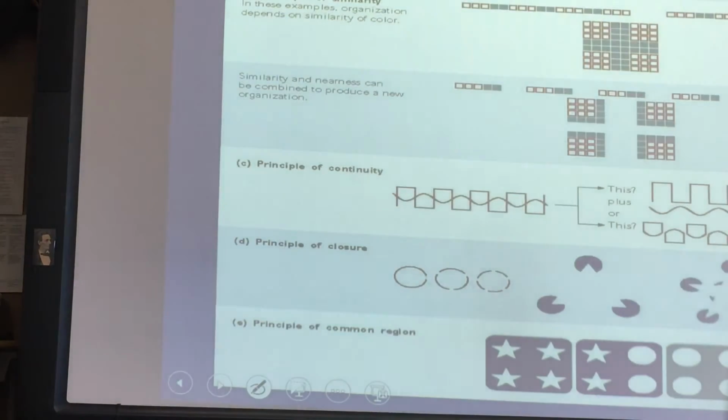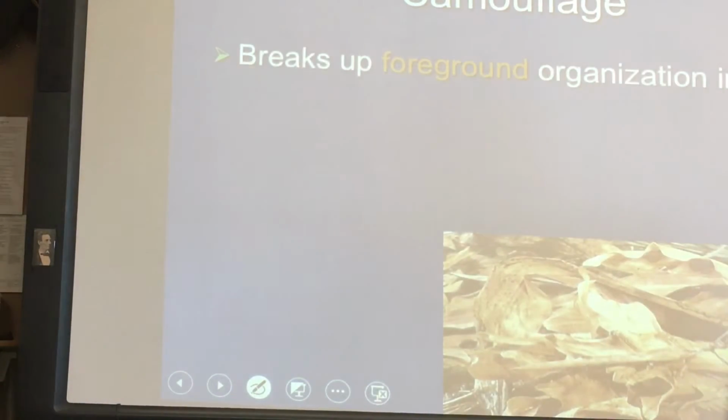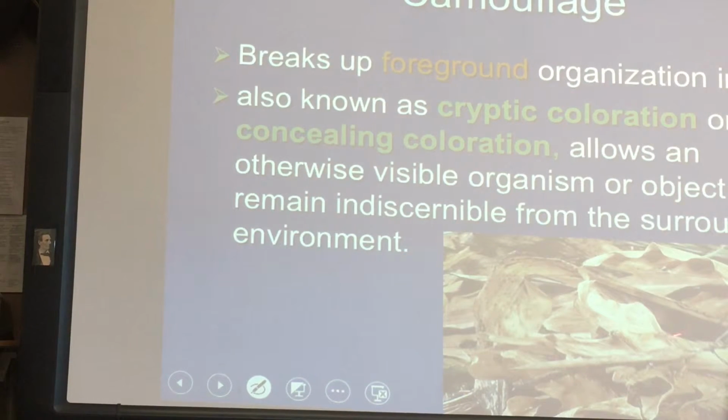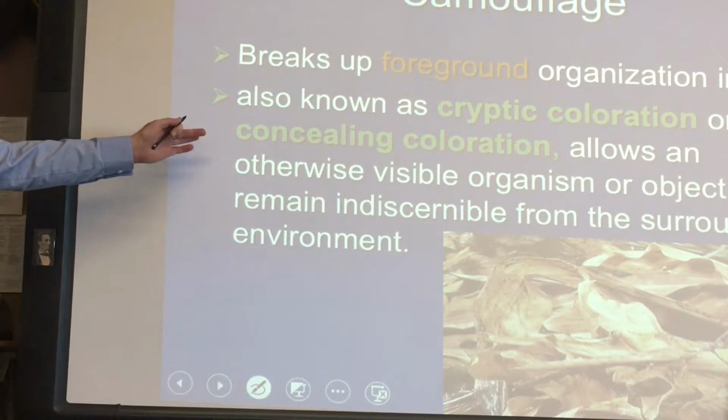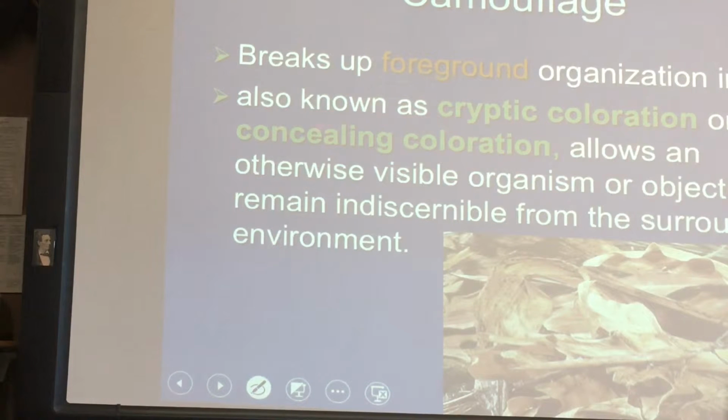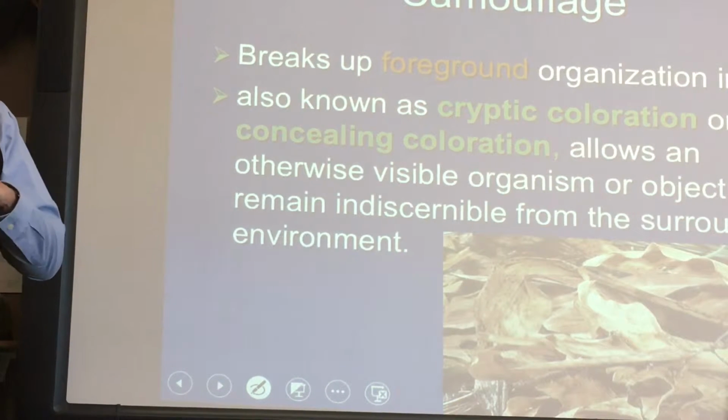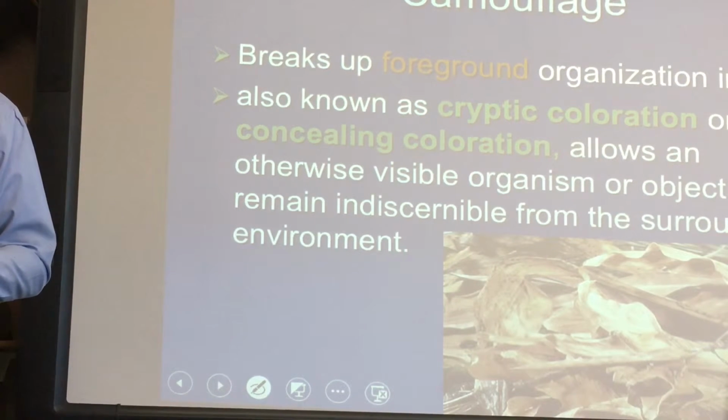Any questions on that stuff? Okay. Moving on. Camouflage breaks up foreground and background. Can you see the image that's in there that's being hidden? A stick bug? There's a bug? No, you're right. It's the bug. There's the bug. Camouflage, we call it cryptic coloration or concealing coloration. It breaks up foreground and background, so it's a kind of ambiguous stimuli that you can't decipher easily. Okay?